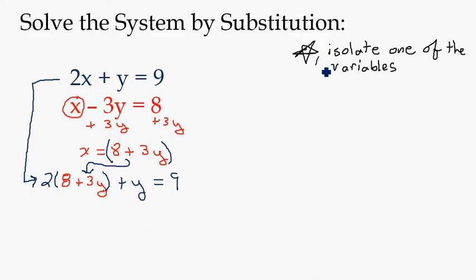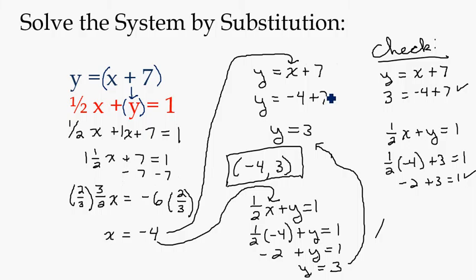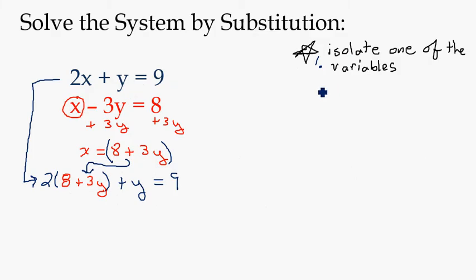First step, isolate one of the variables. In the previous example, we already had one of the variables isolated, so we didn't have to worry about that. Second step is to substitute. That's a lot of T's. So we did our substitution.